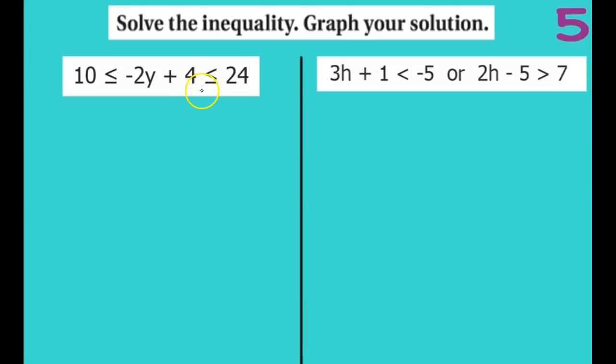Here we have to solve the inequalities again, then graph them. So we have an AND inequality, so we're going to draw a line down from both of them. What we have to do is we need to do everything in the middle and then put it onto both sides. So the first thing we have to do is subtract 4. Subtract 4 on this side and subtract 4 on this side.